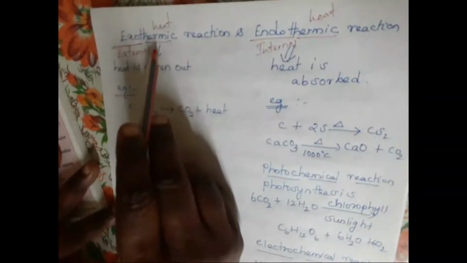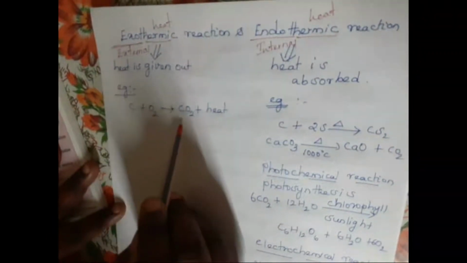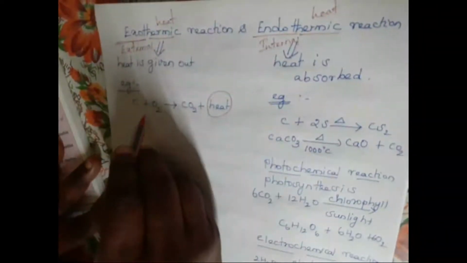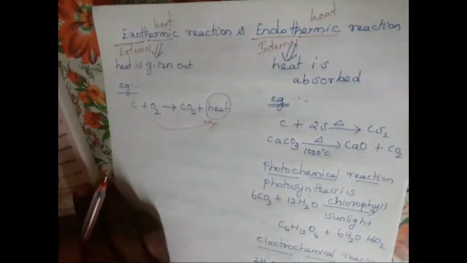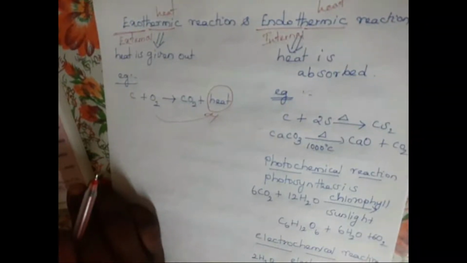Let us see an example for exothermic reaction. Carbon, when it reacts with oxygen, it forms carbon dioxide and heat. Right children, look at here, heat is present in the product side. So this reaction has given out the heat. So it is called an exothermic reaction. I hope you know some of the real-time examples of exothermic reactions. Respiration, rusting, burning of coal, petrol, kerosene, cooking gas are some of the examples of exothermic reaction.